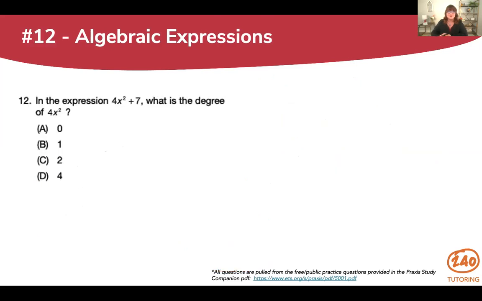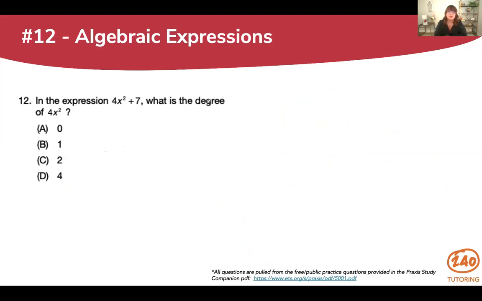All right. Let's look at this question. This is our last one. Now, I'll be honest with you. This one, for me, I had to stop and think about it. I'm like, wait a minute, how does this work? Because it's been a while since I've done this. It says, in this expression, 4x to the second power plus 7, what is the degree of 4x squared?